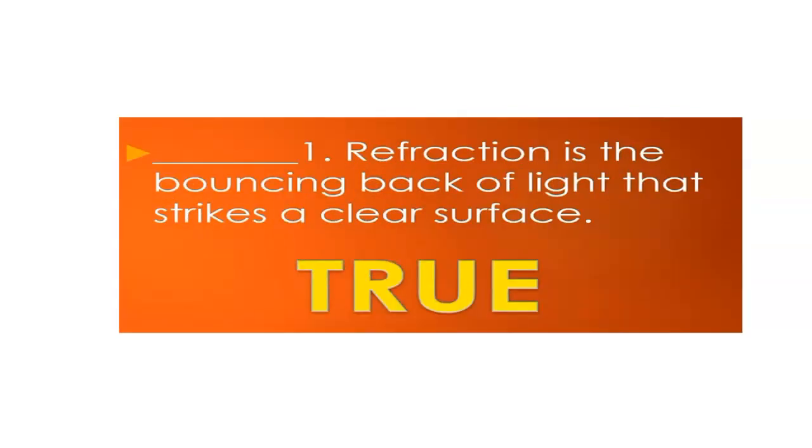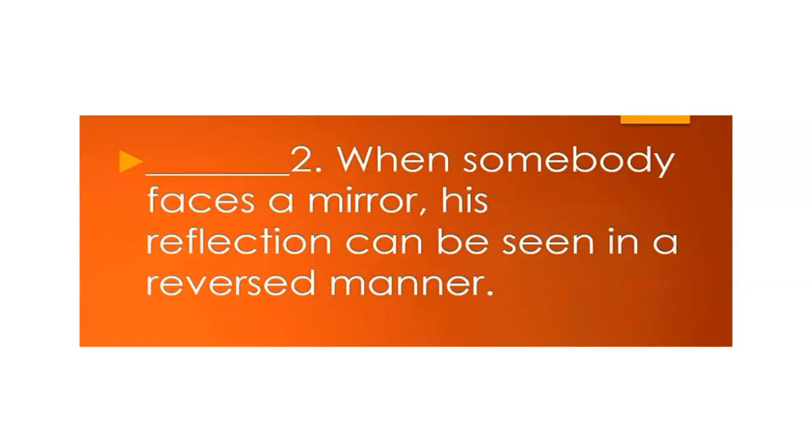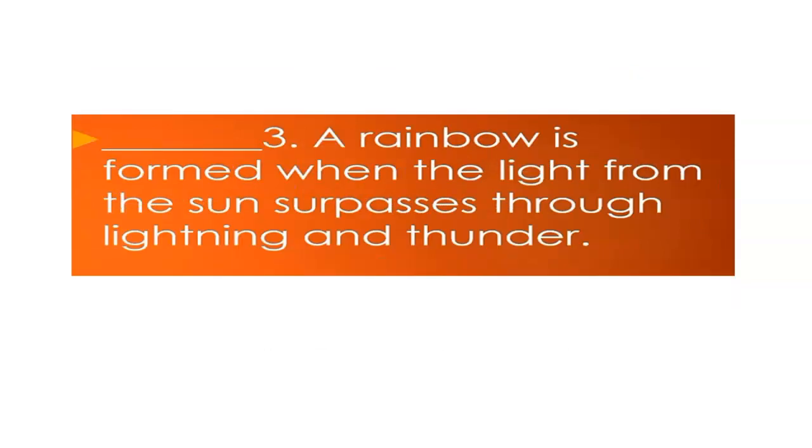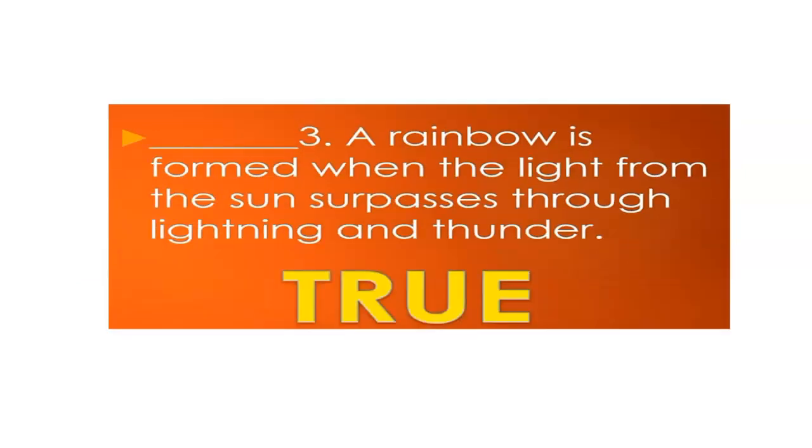Okay, very good. True. Number 2, when somebody faces a mirror, his reflection can be seen in a reversed manner. Is it true or false? Very good. True. Next number, a rainbow is formed when the light from the sun passes through lightning and thunder. Is it true or false?